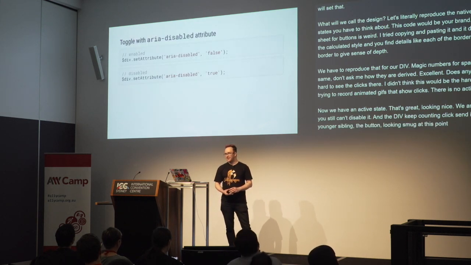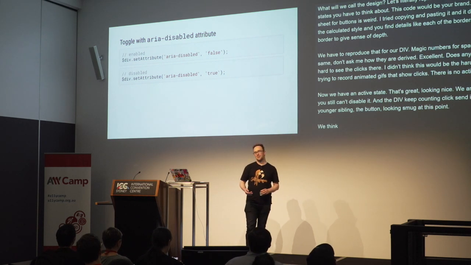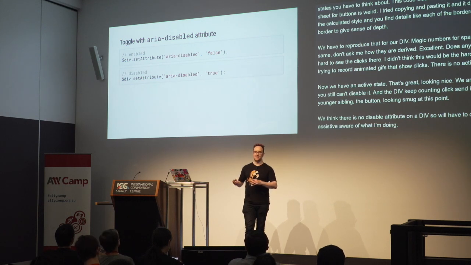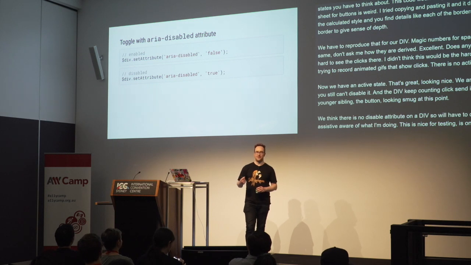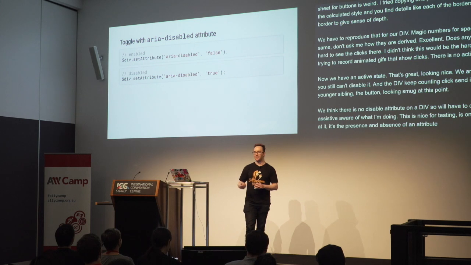So we go ahead and we think, well, there's no disabled attribute on a div, so we're going to have to do this ourselves. So I'm going to use ARIA disabled so I can publish that out and make assistive technology aware of what I'm doing. This is actually really nice for testing, by the way. It's one thing that I do wish HTML5 was better at: a lot of things are the presence or absence of an attribute, and if you've written tests long enough, you know that that's a really crappy test. You really want to have something there in both states.